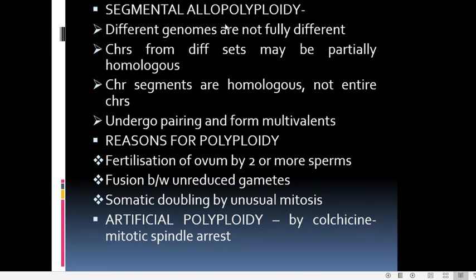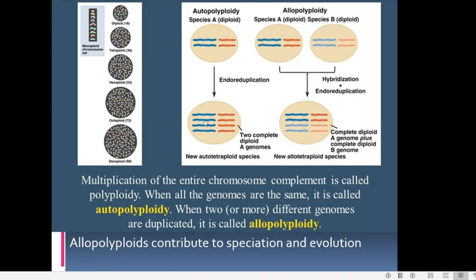Segmental allopolyploidy is a condition intermediate between autopolyploidy and allopolyploidy, because in autopolyploidy the duplicated chromosomes are all alike, whereas in allopolyploidy they are different. But segmental polyploidy is a type of allopolyploidy where some regions will be homologous and the other regions will not be homologous. So there will be a partial homologous condition. When these chromosomes align, there will be some regions which are homologous to each other, but there will be non-homologous regions also.